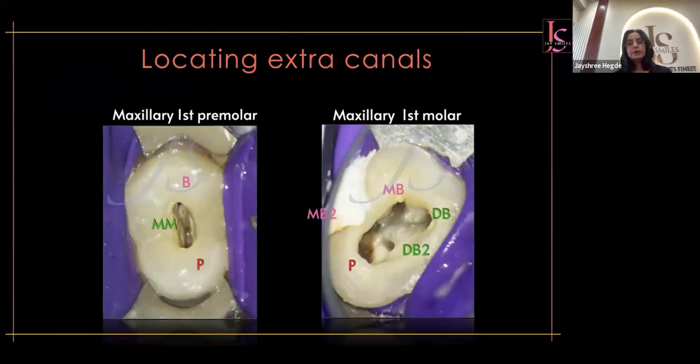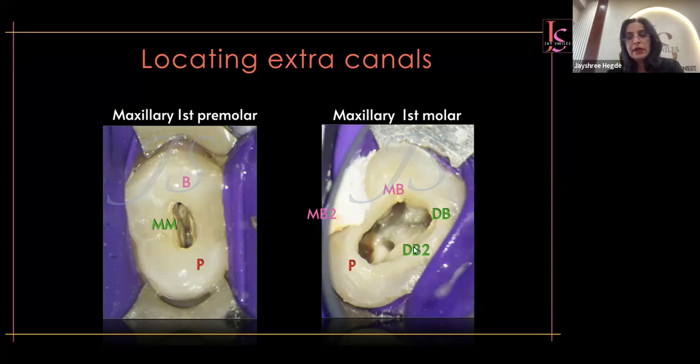So under the microscope, these are the documentation. You can look at how we have documented it. And also, it's easier to work with rubber dam. I don't work without rubber dam at all. Every case has to be dammed. And you can see that this is a premolar, and there are 3 canals over here. You have the buccal canal, palatal canal, and the mesial or mid-mesial canal.